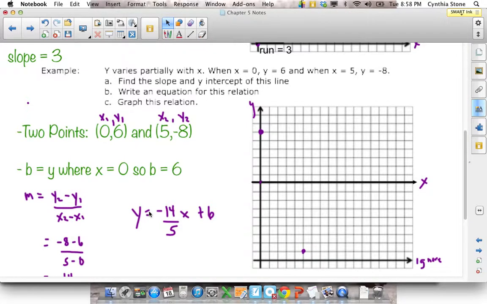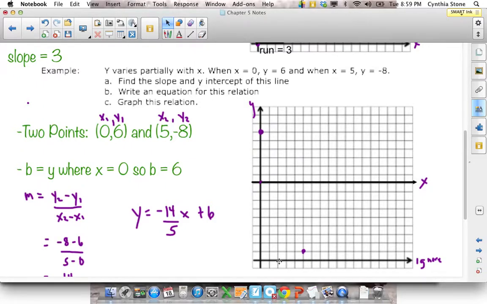In this question, it says varies partially. That tells me that it does not go through (0, 0). But it does give me 2 points. When x equals 0, y equals 6, and when x equals 5, y equals negative 8. Find the slope and y-intercept. So in this case, it tells us the y-intercept, because the y-intercept is y where x equals 0. So at that point, I've just plotted it here: when x equals 0, y equals 6. So that's my y-intercept.